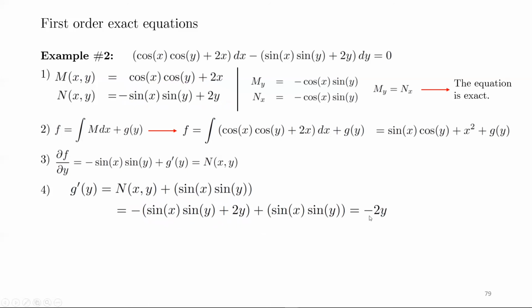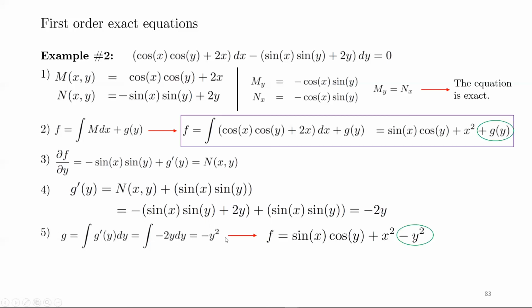Okay, so to find g, I just simply have to integrate this g prime with respect to y, which is just the integral of negative 2y, which of course is just negative y squared. So our unknown function g is now known. G is equal to negative y squared. So therefore our function f is equal to sine x times cosine y plus x squared minus y squared.